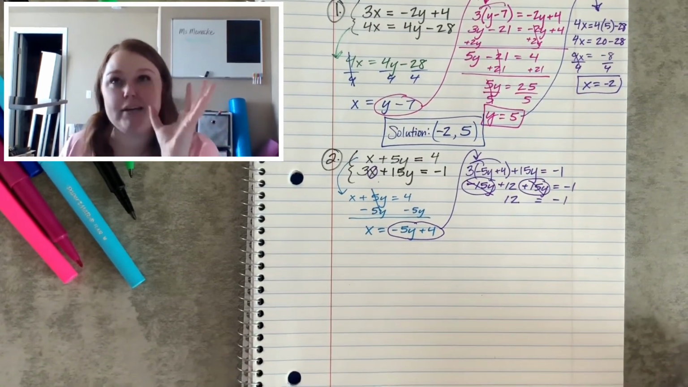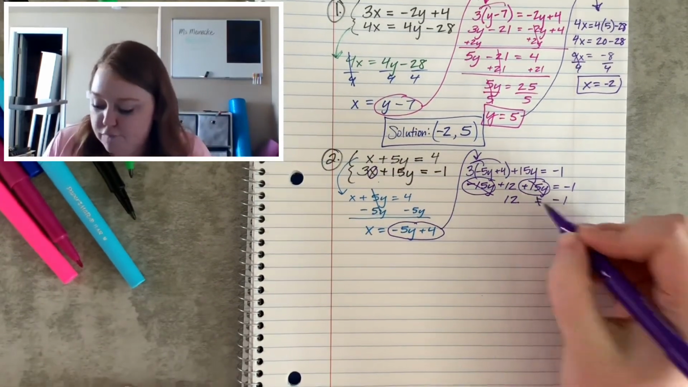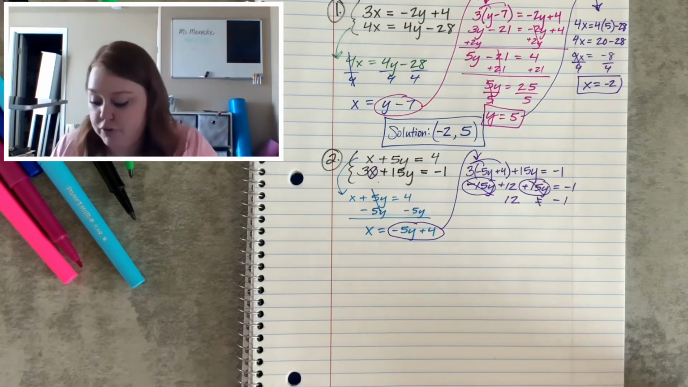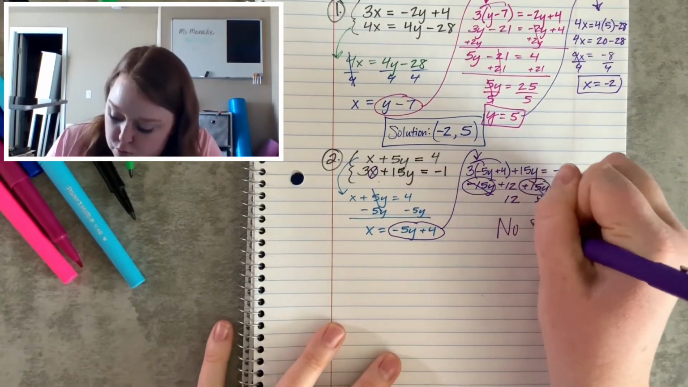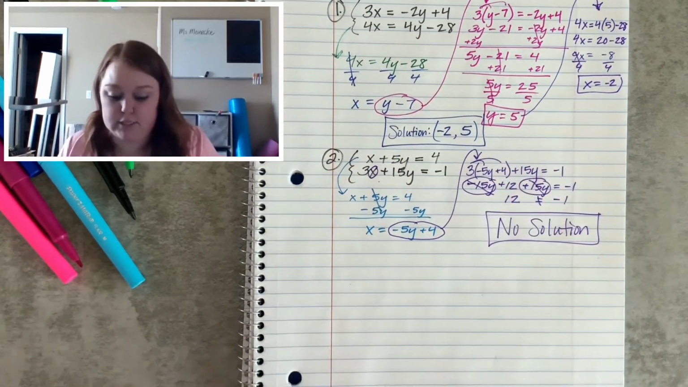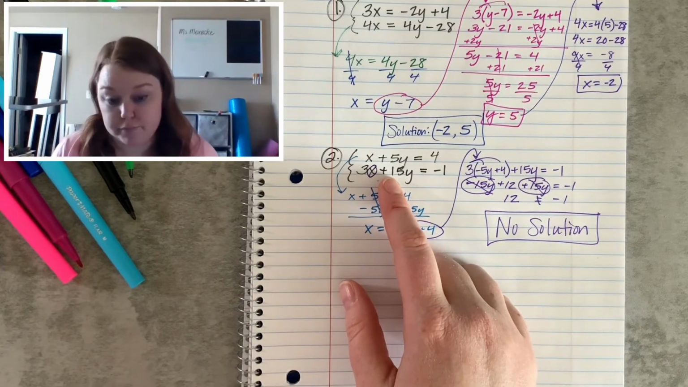So my variable terms canceled and I'm left with a false statement. You remember what happens here? No solution. This is an example of a system that has no solution, okay?